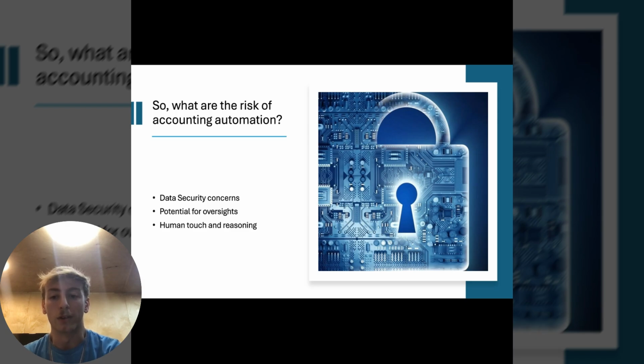So, what are the risks of accounting automation? Data security concerns, potentials for oversights, and human touch and reasoning are the three main ones. Obviously, with automation, there comes risk of data security, and people can often see that when we're using automation, this can be a risk. Potential for oversights, we can have this automation doing so much of our work to the point where we just overlook many things and stuff can happen that just doesn't make sense, but we don't catch it.